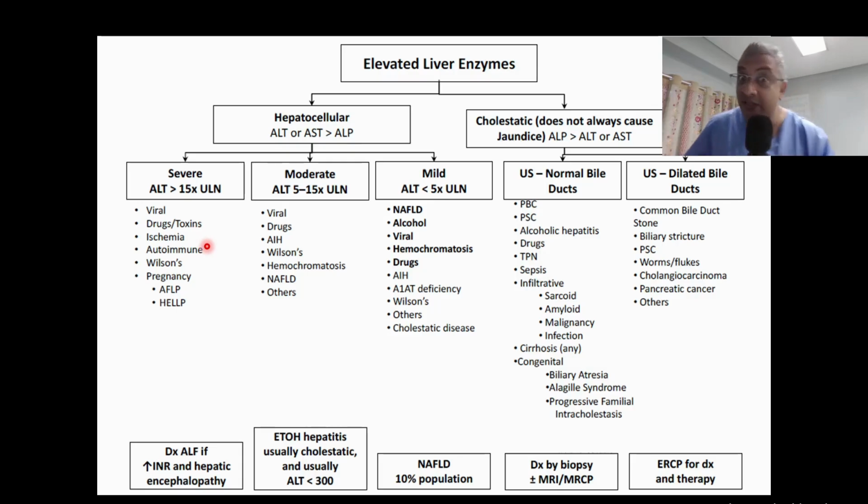What are the autoimmune markers? Anti-nuclear factor is going to be positive. Anti-smooth muscle antibody is going to be positive. Anti-liver kidney microsomal antibody positive.